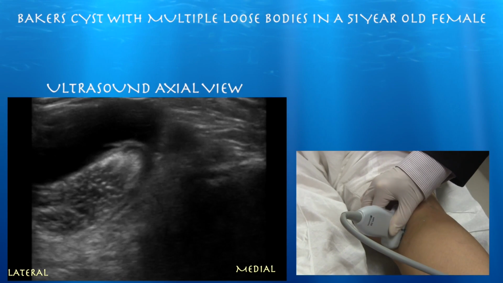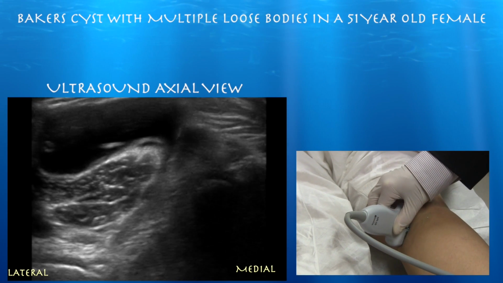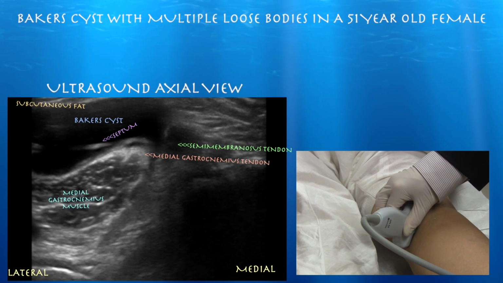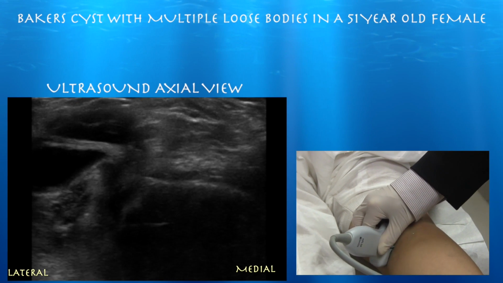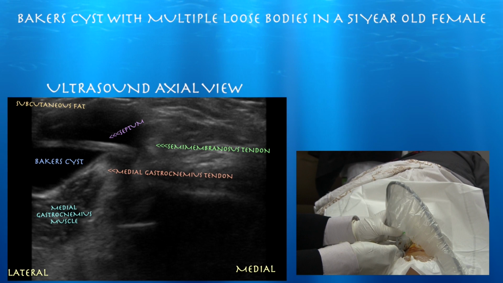So one thing you don't want to do, you can look at the cyst. If you think that little black circle next to it is part of the cyst, it's really anisotropy of the semimembranosus tendon. There's a really nice view of the septum going across the cyst.